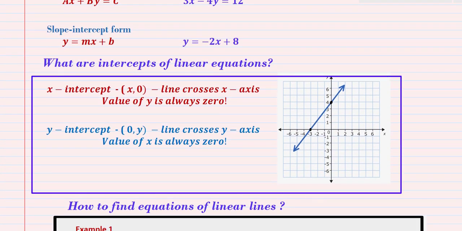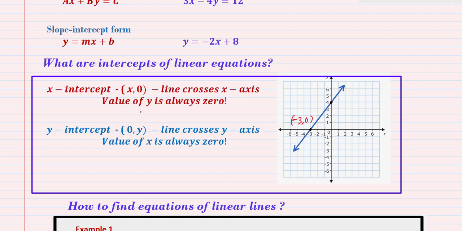So next concept we're going to look at will be intercepts of linear equations. Let's look at x-intercept. An x-intercept is where the line crosses the x-axis. Here in this graph, the x-intercept is negative 3 and 0. Now, the x value is negative 3, the y value is 0. So for x-intercept, always the y value is going to be 0.